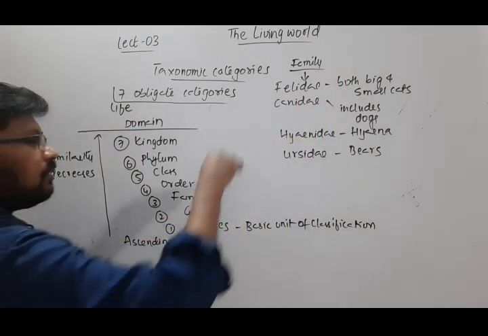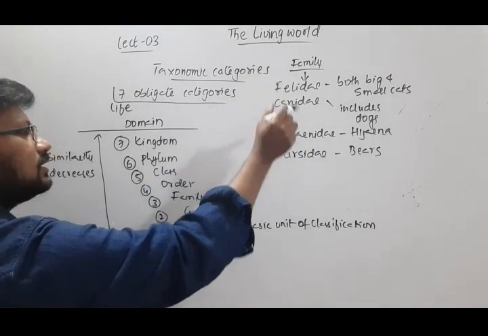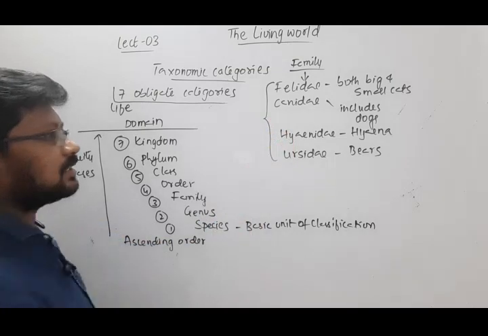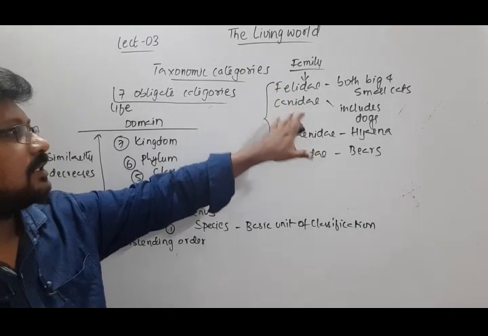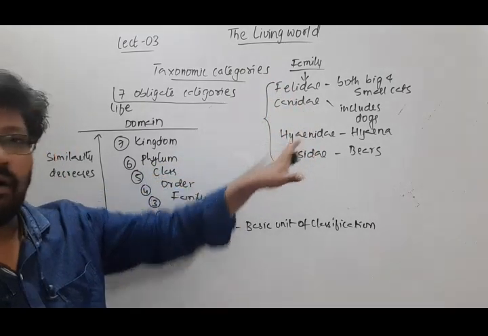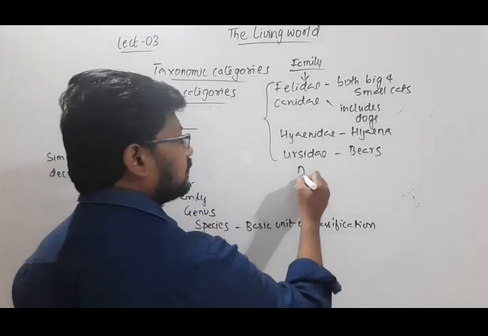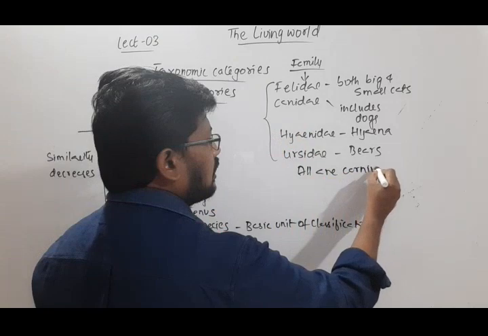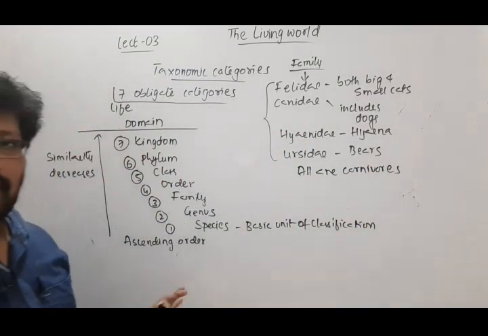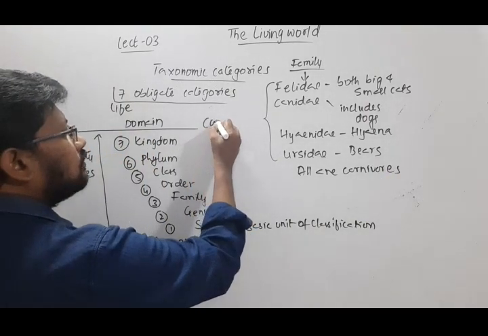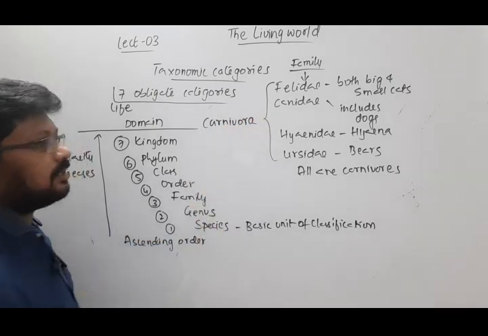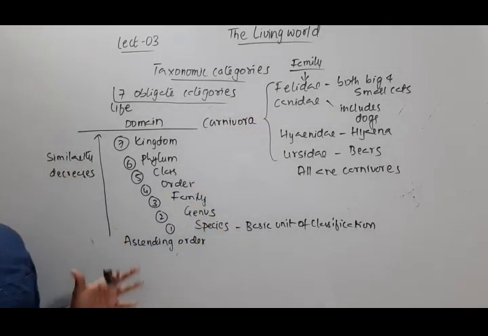Now, all these families have some common characters. For example, Felidae, Canidae, Hyenidae, and Ursidae, all of them are carnivorous animals. As they are all carnivorous animals, we have created an order called Carnivora, and all of these we have put into one order, that is Carnivora.